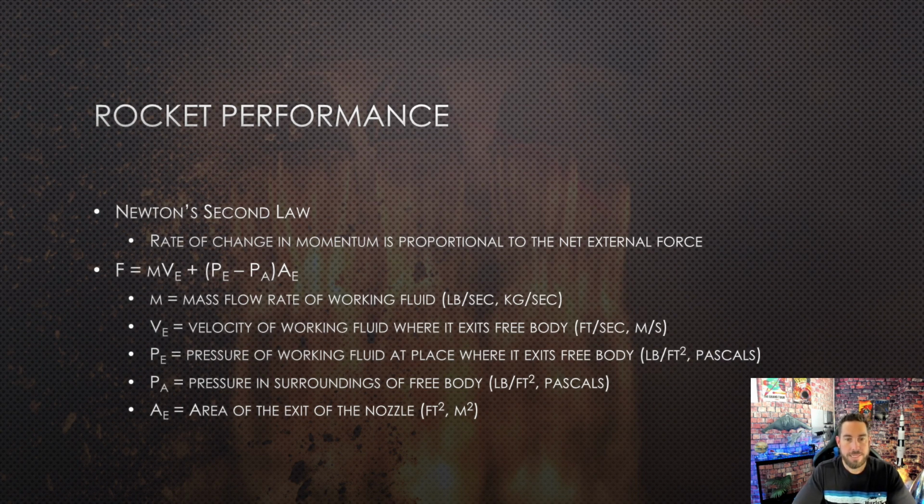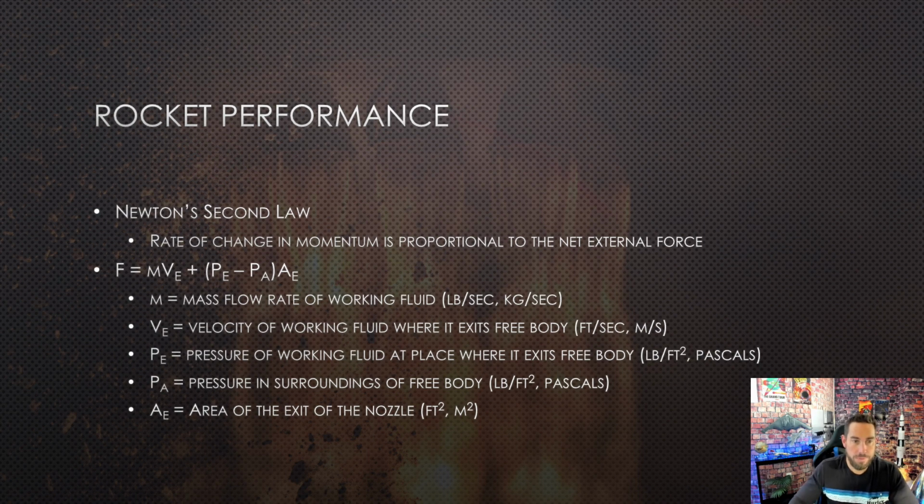Pe is the exit pressure, the pressure of the working fluid at the place where it exits the free body. So what's the pressure of the air leaving the balloon? That's measured in pounds per feet squared or pascals. Pa is the pressure in the surroundings of the free body, in the same units, pounds per feet squared or pascals. And then finally, Ae is the area of the exit of the nozzle. So what's the diameter of the nozzle that you're working with? That's in feet squared or meters squared.